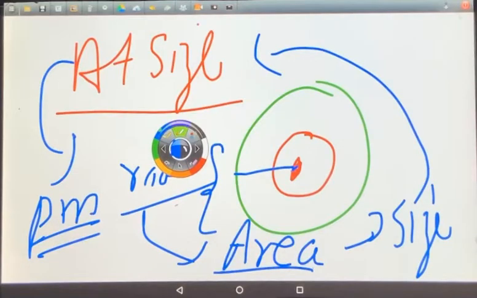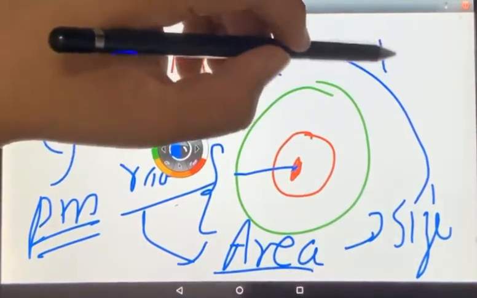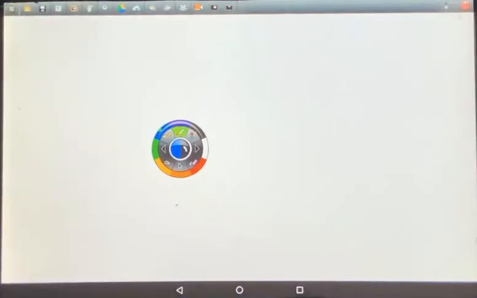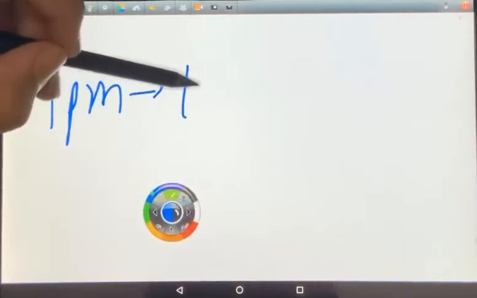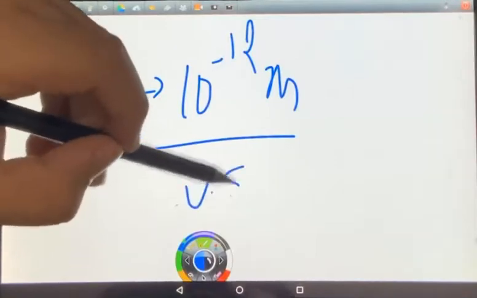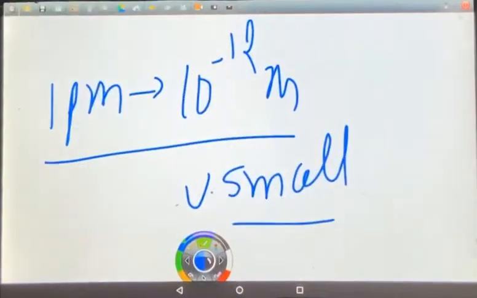Picometer is 10 power minus, I'll write it here. So 1 picometer is equal to 10 power minus 12 meter. So you can see it's a very small quantity. 10 power minus 12 meter is 1 picometer. This is a conversion.